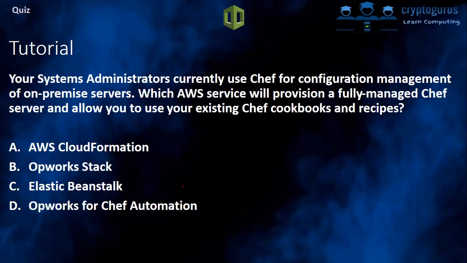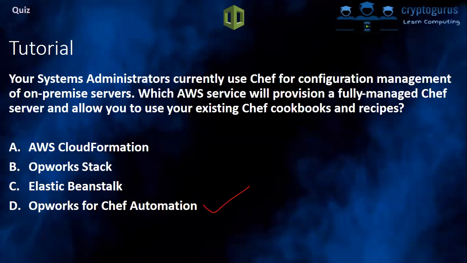Okay, another question: your system administrator currently uses Chef for configuration management of on-premises servers. Which AWS service will provision a fully managed Chef server and allow you to use existing Chef cookbooks and recipes? What is the correct answer? AWS CloudFormation, OpsWorks Stacks, Elastic Beanstalk, or OpsWorks for Chef Automate. The correct answer is this one.